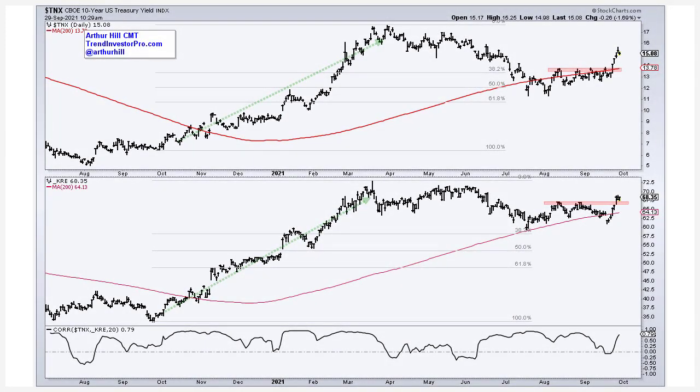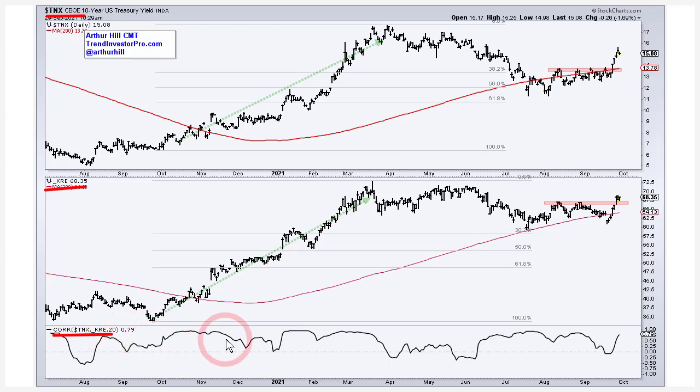Now, we can quantify this relationship between the 10-year yield and KRE using the correlation coefficient. That's an indicator at StockCharts. So here in the top window, I've got the 10-year yield. I've got KRE in the middle window. And down below, I've got the correlation coefficient between the two. So how do they move together, or do they move apart?